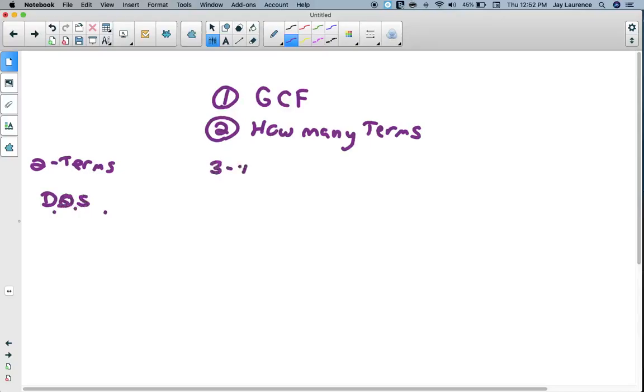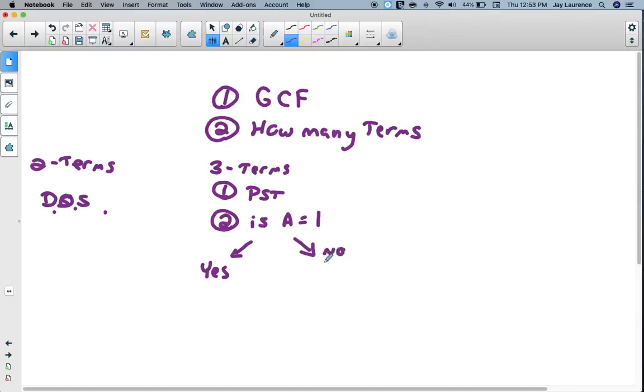If it has 3 terms, we know 3 types of factoring. The first one we want to try is the perfect square trinomial, because if it is, we'll be done in just a second or two. If not, we look to see, is a equal to 1? If it is, then we go ahead and factor, listing the factors of c. If it's not, then we have to list the factors of a and c, and that's the type of problem I'm going to be going over today.